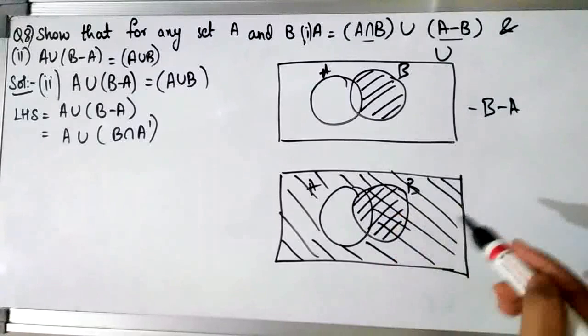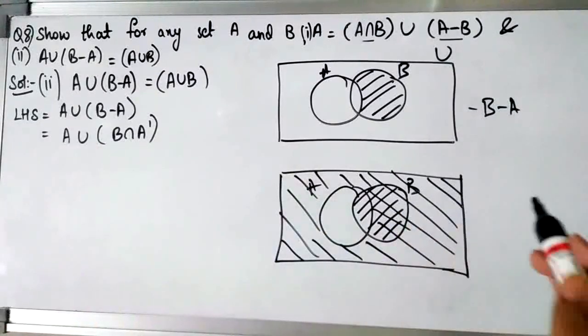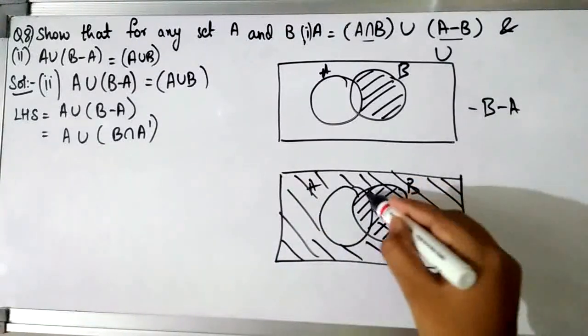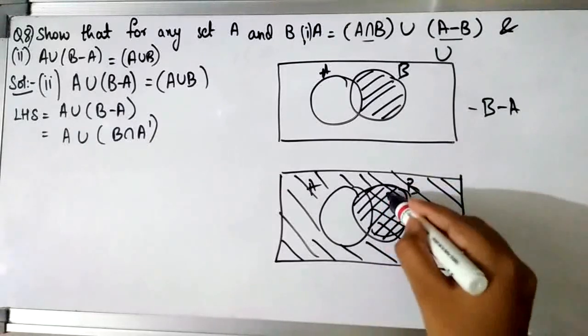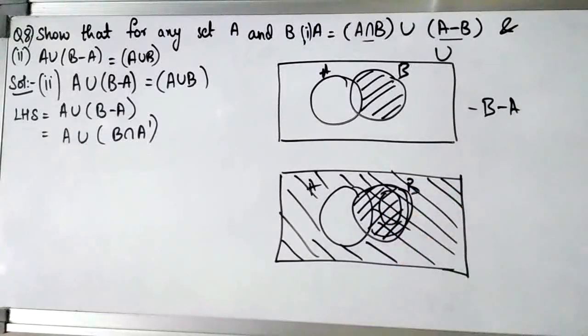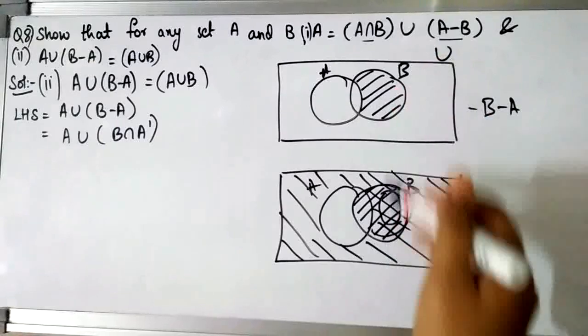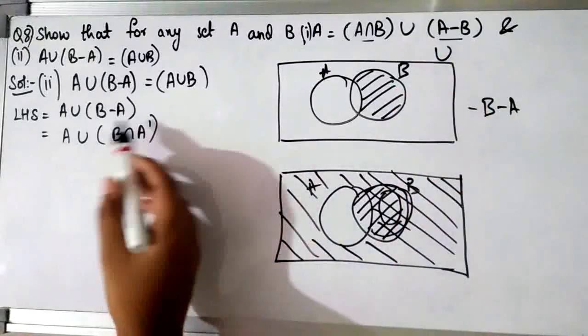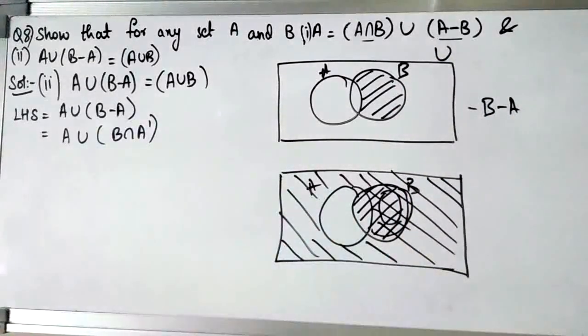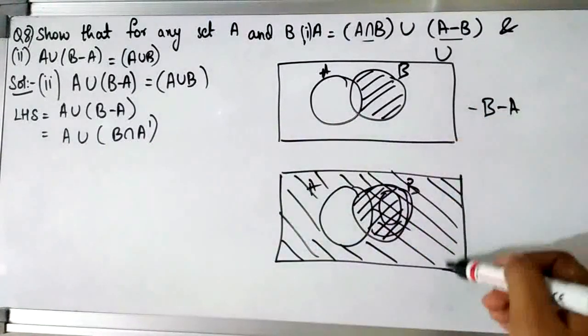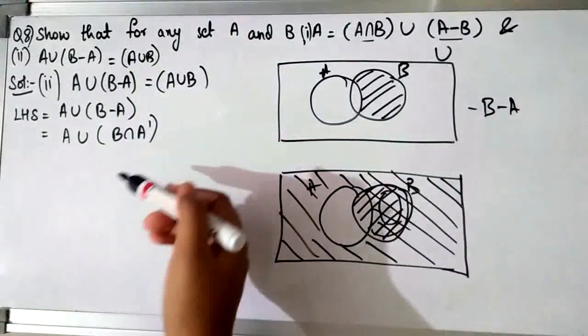Now we have to do the intersection of both of these. You have to check where the two shaded regions meet. They meet in this part, which is nothing but the same Venn diagram you can see. So here in place of B minus A, we can write B intersection A complement. That is how, with the help of Venn diagrams, you check how you can replace.